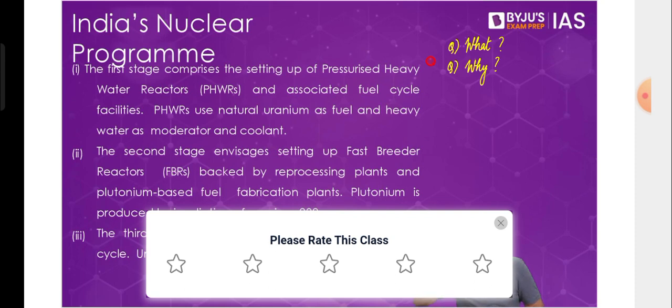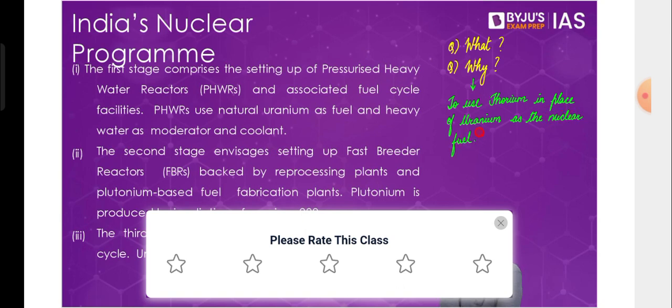So in the 1960s, he came out with a plan that India will have a 3-stage nuclear program. The idea behind this program was that by the time we reach the third stage, we will be able to use thorium instead of uranium as our nuclear fuel. So that's the answer to why: to use thorium in place of uranium as the nuclear fuel.